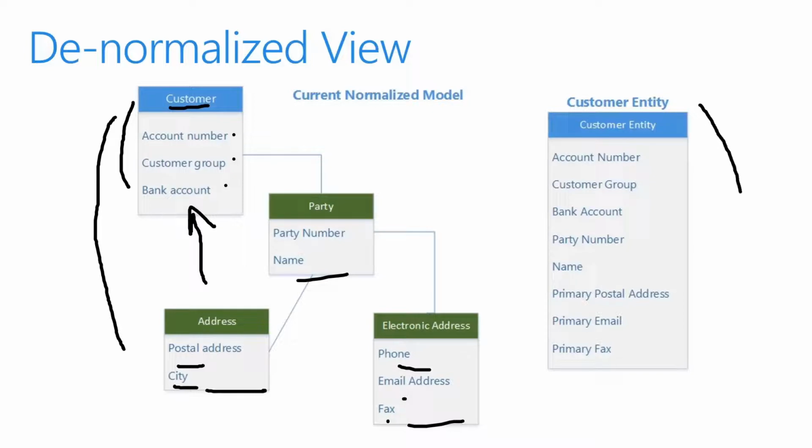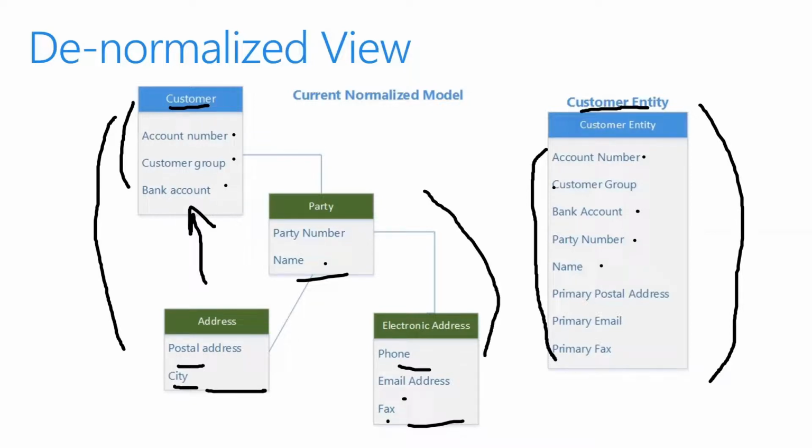So here on the right-hand side, we have the denormalized view, which represents data entities in Dynamics 365 for finance and operations. Here we have the customer entity, which includes all of the related information for your customer in the one customer entity. This includes our account number, our customer group, our bank account. This also includes party number, name. So you can see this information is in other tables throughout the system, but we have this denormalized view for the actual data entity, which is the customer entity.